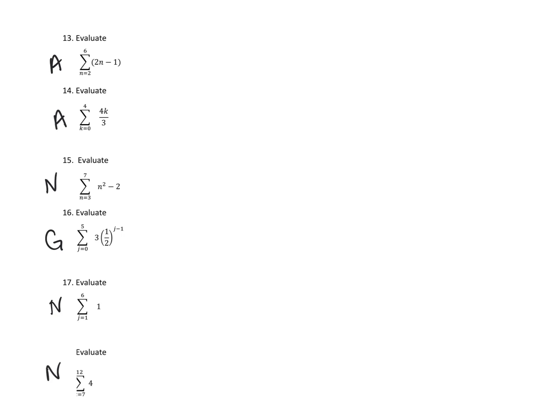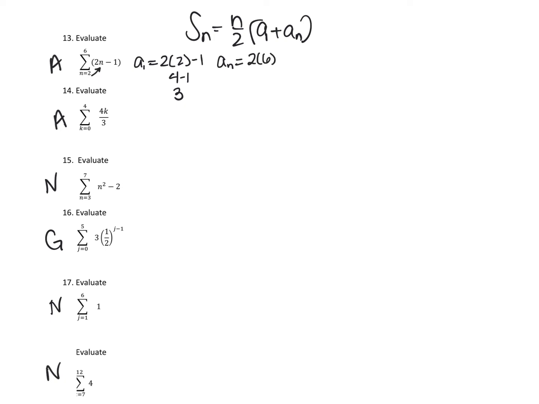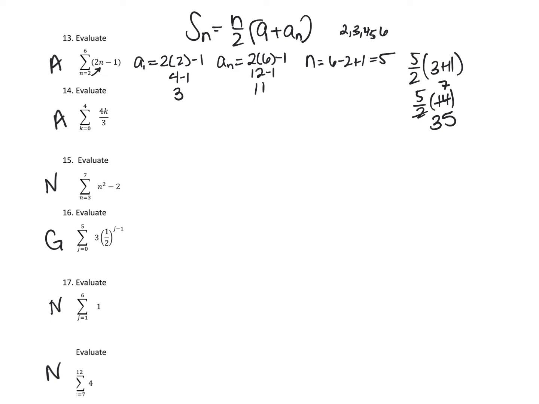So for the arithmetic, my sum equation is n over 2 times a1 plus an. And so I need to plug in 2 to find my a1. So 2 times 2 minus 1, 4 minus 1 is 3. Plug in this top 6 to find my an. 2 times 6 minus 1 is 12 minus 1, 11. And then n is 6 minus 2 plus 1, the top minus the bottom plus 1, because you're going to start with 2, 3, 4, 5, and 6. That's 1, 2, 3, 4, 5 numbers, not 4. So 5 over 2, n over 2, times 3 plus 11, which is 5 over 2 times 14. 2 goes into 14 7 times, we get 35.